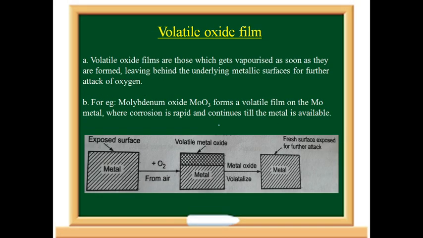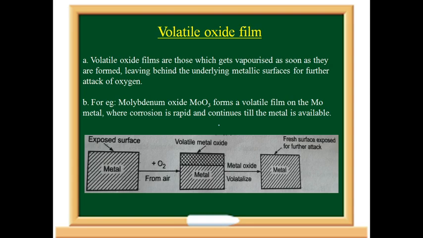Let's proceed to the last oxide film, that is volatile oxide film. You all know what is the meaning of volatile. Okay, so volatile oxide film means some metals have this tendency that where the metal reacts with the oxygen, oxide film also forms, but then it gets volatilized, then it gets vaporized. Okay, so what are these metals? For example, molybdenum. Molybdenum also forms molybdenum oxide, but then the molybdenum oxide which is formed is a volatile film.